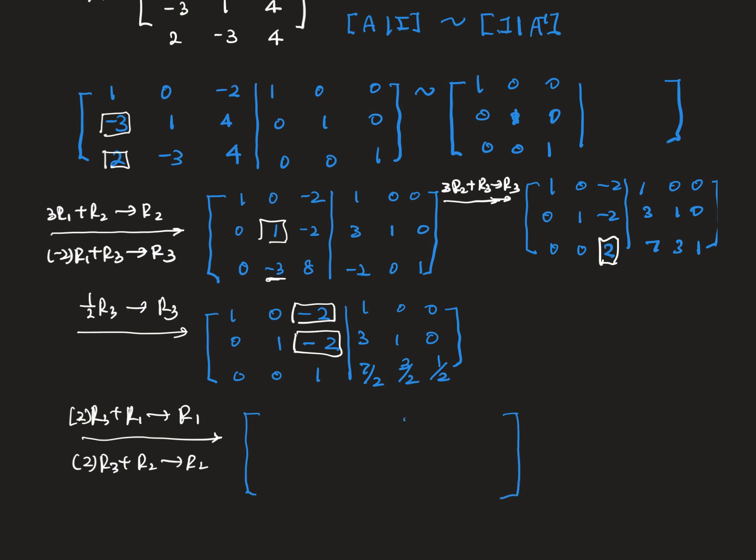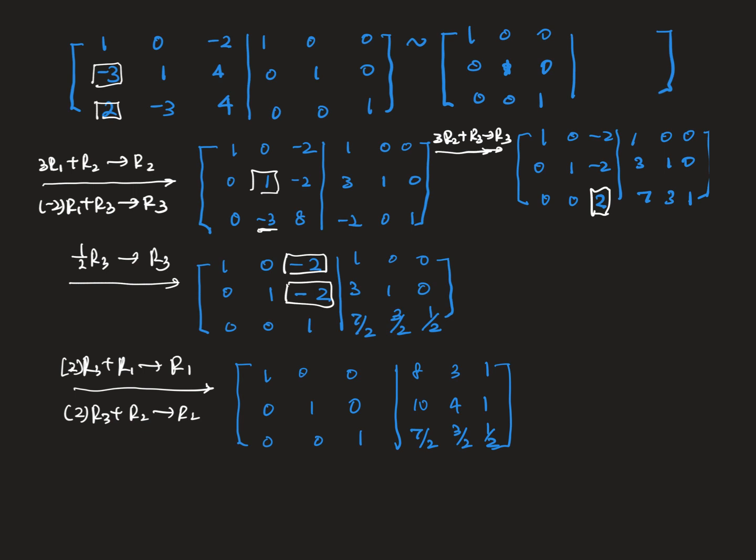augmented matrix 1, 0, 0. Guys, right? Here is 3, 1. 0, 1, 0. Right? 10, 4, 1. The last one is 0, 0, 1, 7 over 2, 3 over 2, 1 over 2. So that's the last one, guys. So what is this going to be? This is the identity. This is the inverse matrix of A.